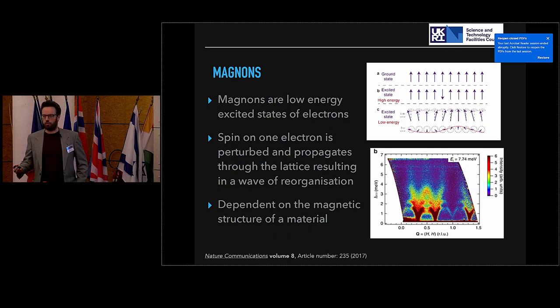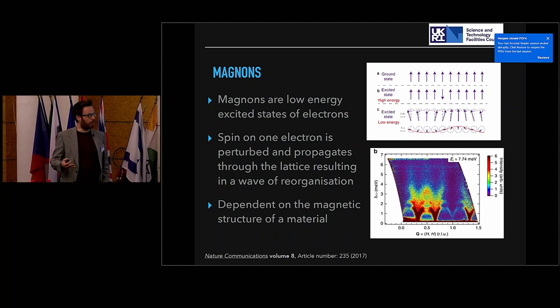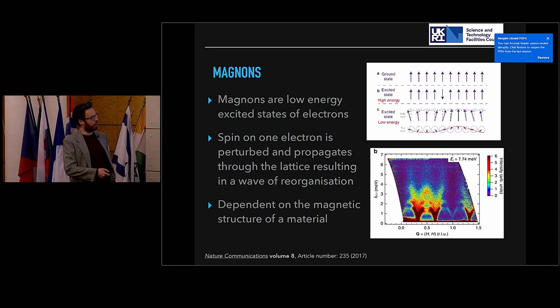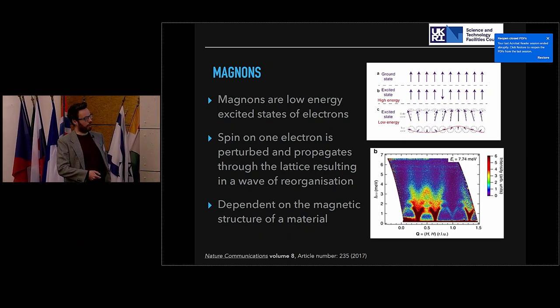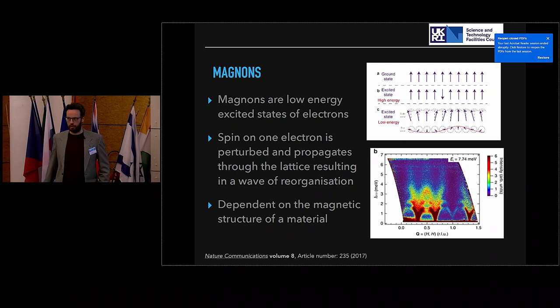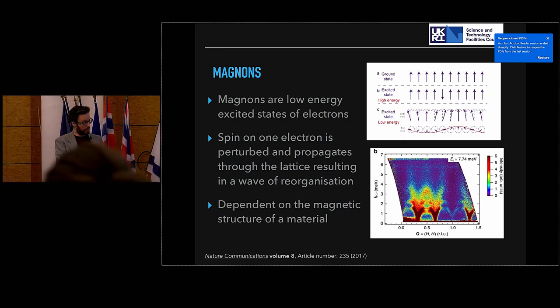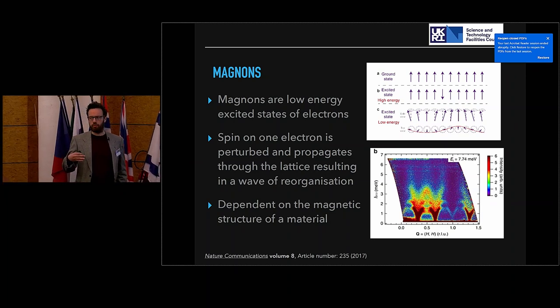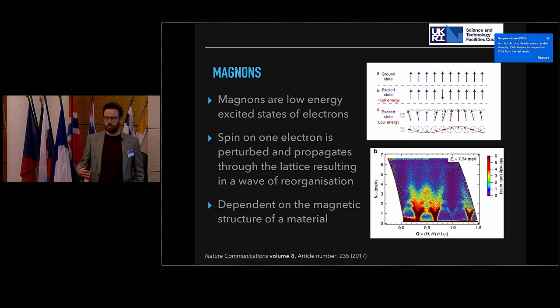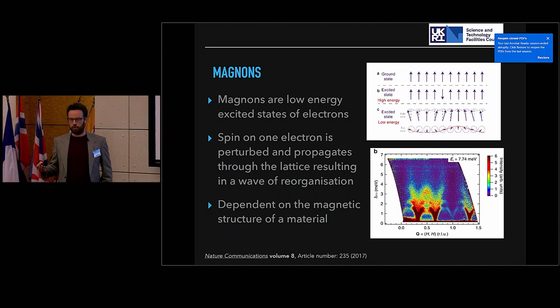So it's a spectroscopic technique, like I said. You get these energy transfers, and you can measure different points in Q space. Then by investigating these patterns, you can work backwards and try to work out information about the magnetic structure of the material.